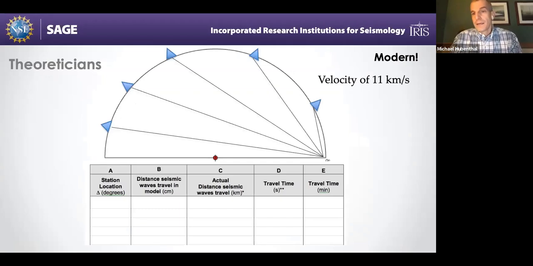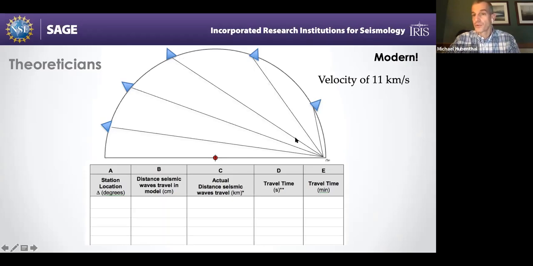So because it's a scale model, the theoreticians can use their model to predict, with a velocity of 11 kilometers per second, when the seismic waves should arrive at various degrees around the Earth's surface. So we have an earthquake that takes place in the lower right-hand corner of our scale model, and each triangle we've drawn onto the surface represents a seismic station.